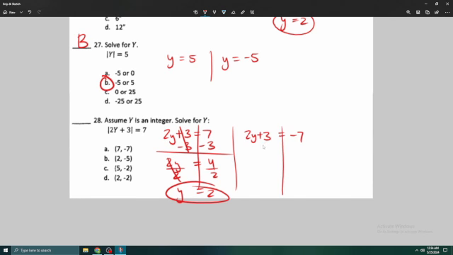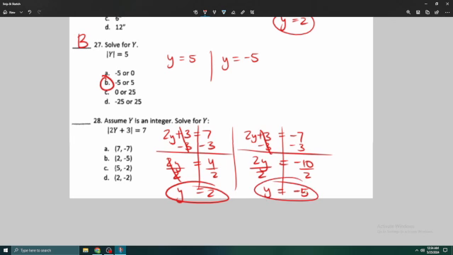Same thing here. Subtract 3 from both sides. 3's cancel out. That's why we did it. We're left with 2y on the left-hand side. Negative 7 minus 3 is negative 10. I'm going to divide both sides by 2. Y equals negative 10 divided by 2 is negative 5. So negative 5 and positive 2.